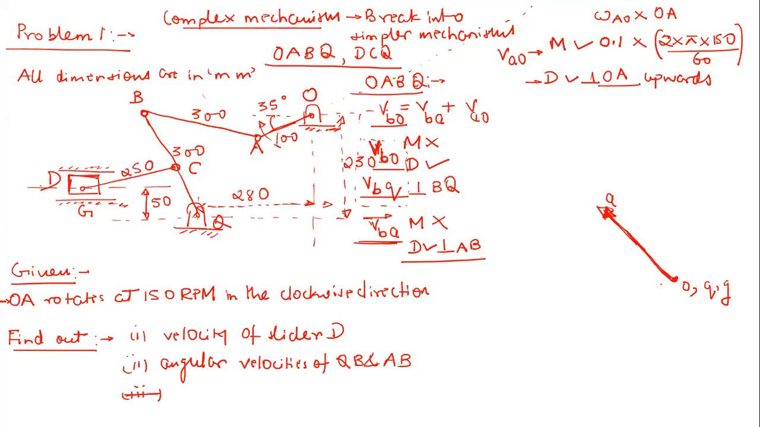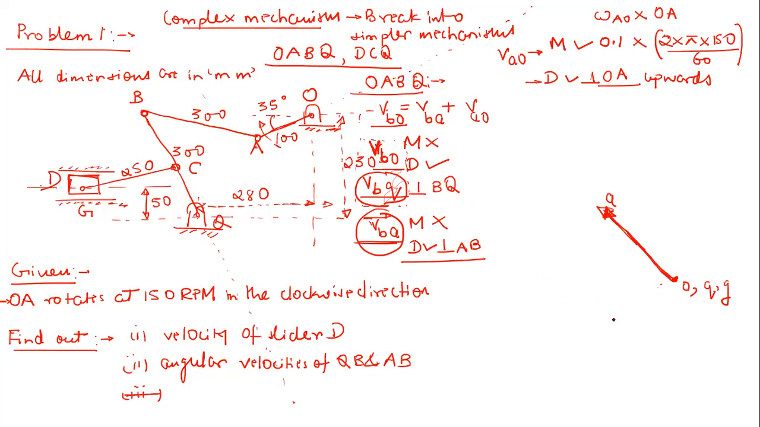See again the direction of these two vectors. One is VBQ and another one is VBA. Both directions are known to us. So now it becomes very easy. First of all, we have to draw this VBQ perpendicular to PQ, right? So just tell me how to draw this. Velocity of B with respect to Q. Obviously through this point Q, we will draw a line which is going to be perpendicular to this BQ, correct?